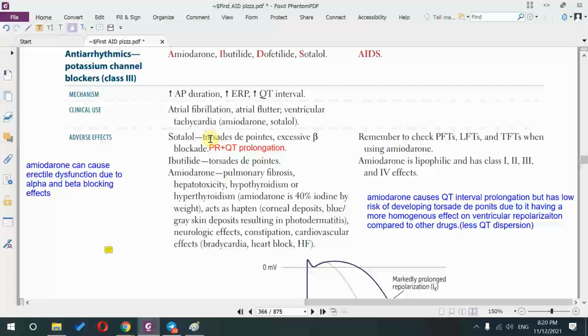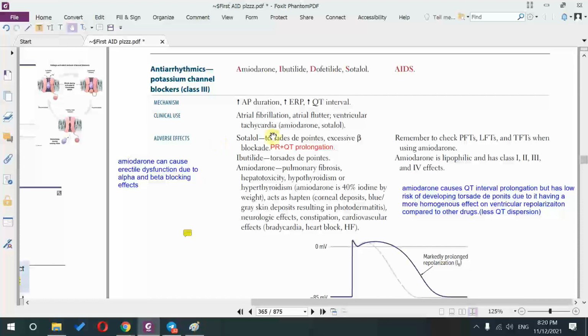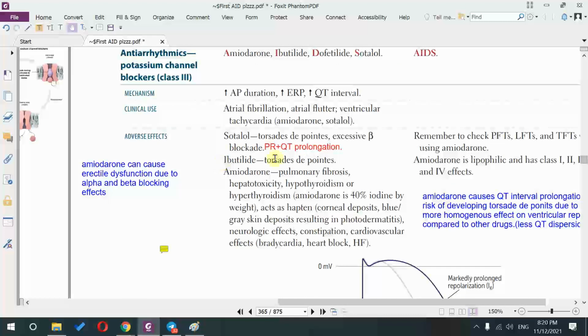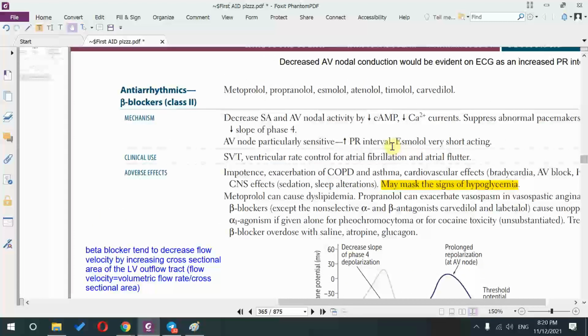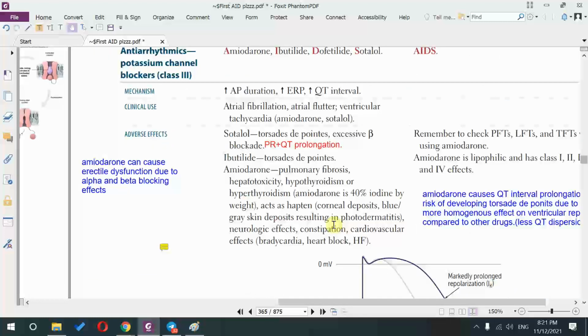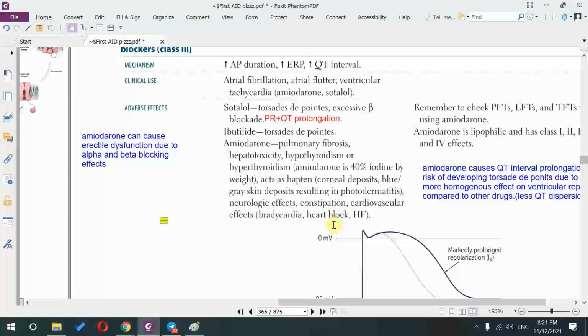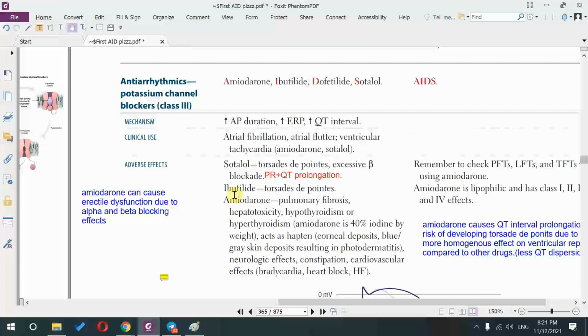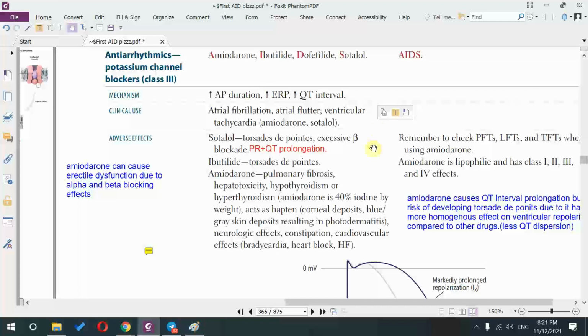So sotalol side effects include torsades de pointes because of the prolongation of the QT interval and excessive beta blockade. So beta blockers prolong what? The PR interval. So if they ask you exactly about sotalol, please remember, it's a beta blocker, so the PR interval will be prolonged. Also, it is a potassium channel blocker, so the QT interval is prolonged. So sotalol is the only drug that prolongs the PR interval and the QT interval at the same time. While if we speak about a drug called ibutilide, well, it's like any other potassium channel blocker, it prolongs the QT interval.